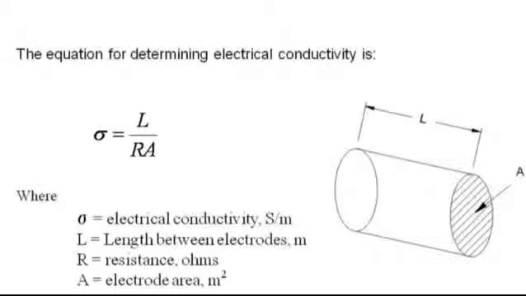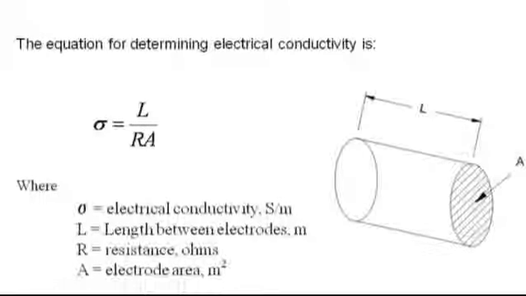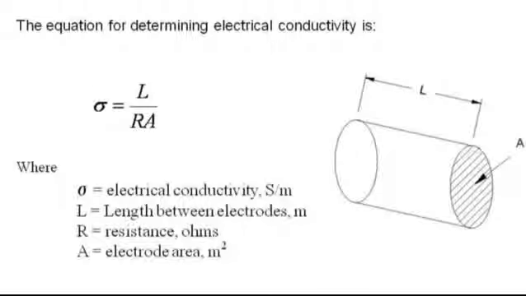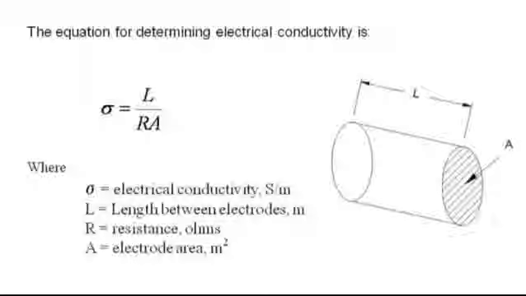Sigma is the electrical conductivity, in Siemens per meter. L is the length between electrodes in meters. R is the resistance in ohms. And A is the electrode area in square meters.